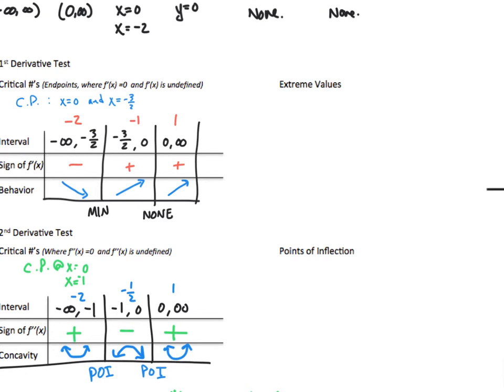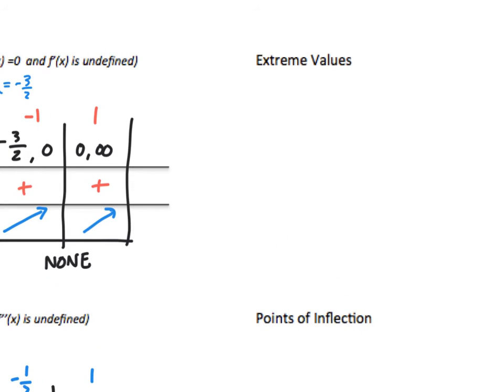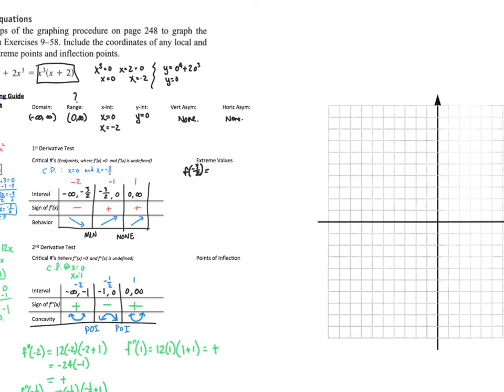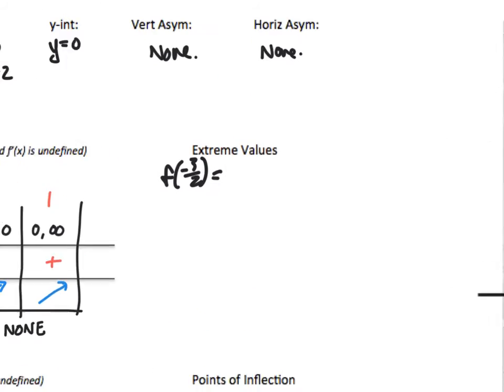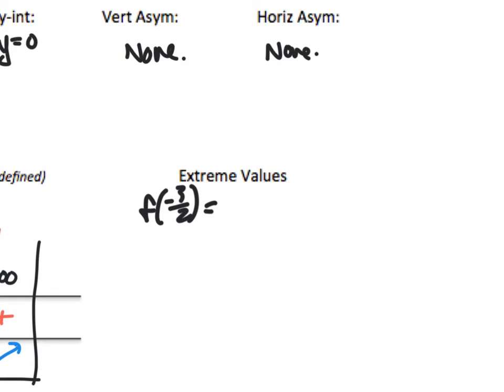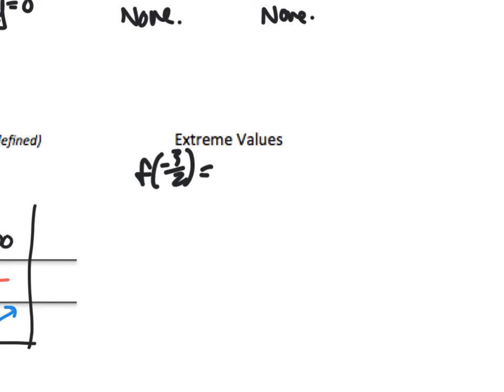So I'm going to plug that into my function. I'm going to find f of -3/2, and I know that's going to give me a local minimum. Into my function, what was our function again? x cubed times x plus 2. This is going to give me kind of a decimal number here, but I've got -3/2 cubed times -3/2 plus 2, okay? And I'm going to evaluate this.